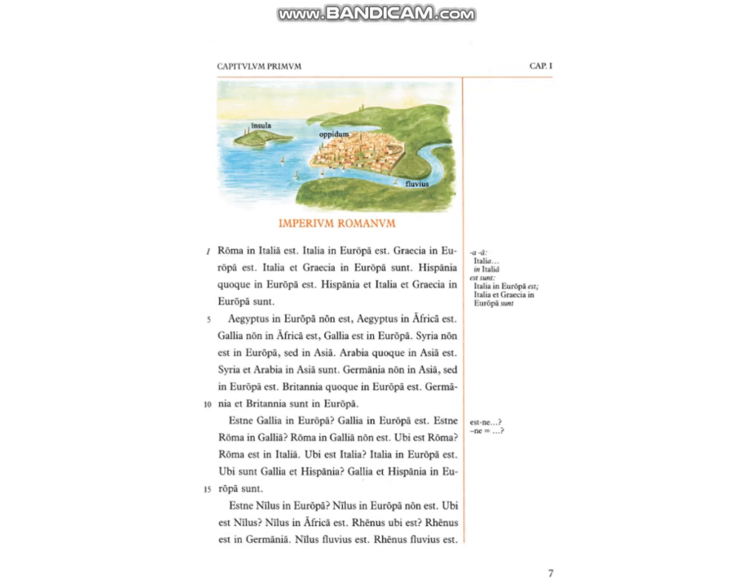Now, if you open your book to page 7, you will see on the left page a map of the Imperium Romanum, which, as you may have guessed, means the Roman Empire. Throughout the chapter, there are a number of different places named in the actual text. For instance, on this page you will see Roma in Italia est, Esne Gallia in Europa, and many others.